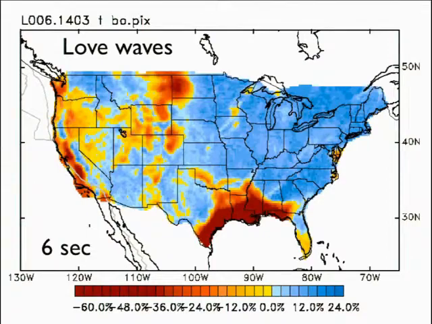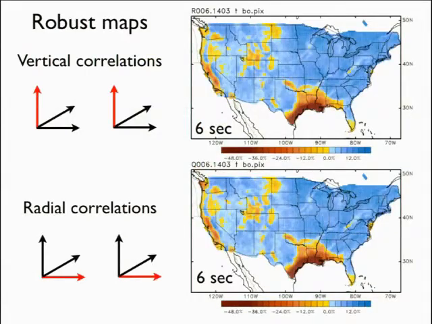So this is, I think, a remarkable success. It turns out that these results are very robust. Robust in the sense that you can use different approaches and you can use different data. And here I'm just showing that the top map shows what you get if you use the vertical component of noise and you correlate it. And the bottom map shows what you get if you use the radial component of noise and you correlate it. And I think these are essentially indistinguishable.